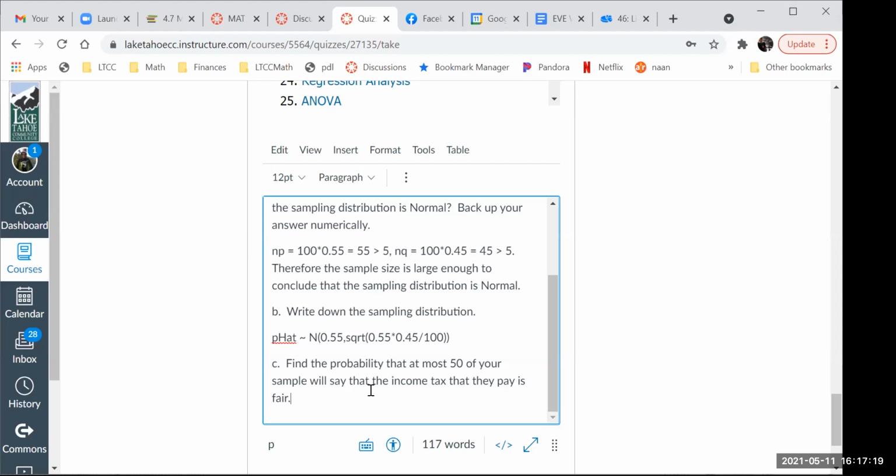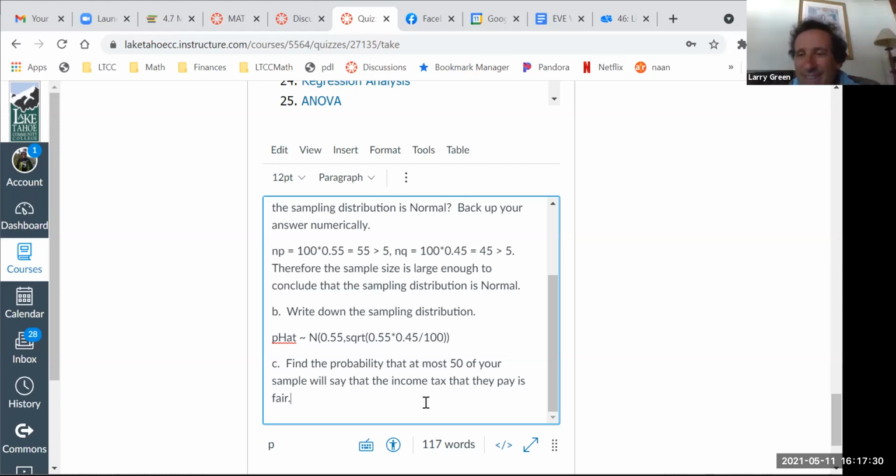Wait, but you said you asked 50 people. No, I said 100 people you asked. I think you may have misheard. So it's if 50 people said that it's fair of the 100 people that you asked. We only asked 100. That's what this question says. Then what percent said it was fair? Yeah, 0.5 or 50%. The other thing is, what does the word at most mean? So what do those two words mean? At most.